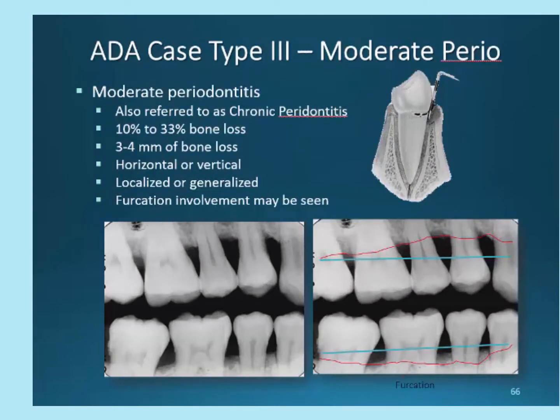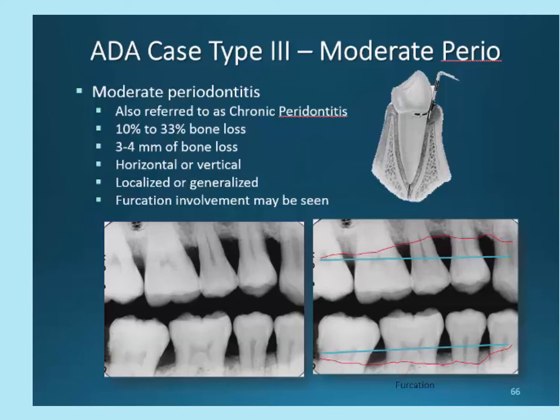ADA class type 3, moderate periodontal disease, is used in our clinic and referred to as chronic. You may be exposed to this terminology, as many dentists and hygienists were trained to refer to this stage as chronic and not moderate. New dentition definitions and assessments have chosen to rename this stage as moderate.